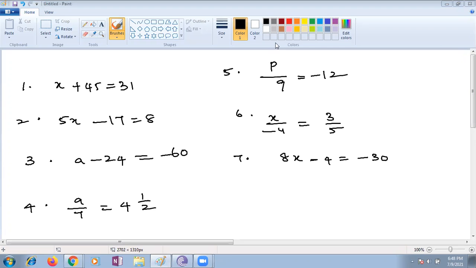Shiva, Pranav, Srishti, Vallabha. Vallabha, are you there? Yes, ma'am. You know how to solve simple equations? Ma'am, I still don't understand. Please let me know, Vallabha, so that I can help you.